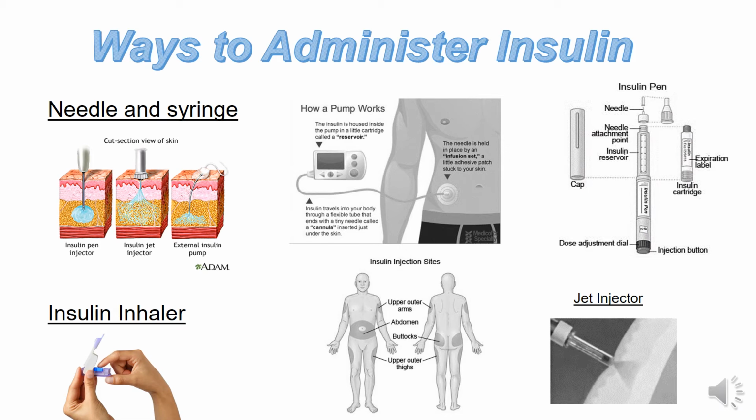You may also have seen pumps. Pumps are smaller machines that give a small steady dose of insulin through the day, and those kinds of pumps are usually outside of the body, sitting either on a belt or in a pocket or a pouch. The insulin pump connects to a small plastic tube and a very small needle.